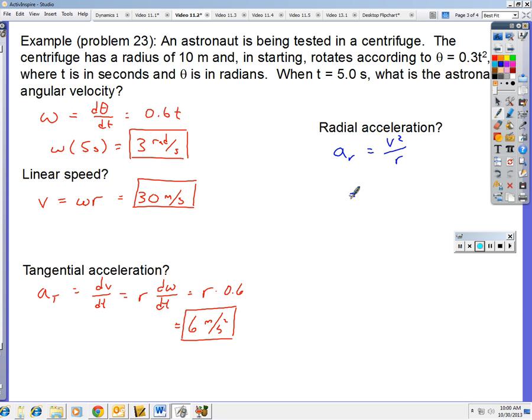So at 5 seconds, v is 30 meters per second. We've got to square that, divide by r, which is 10 meters, and we get a ridiculously large 90 meters per second squared. Well, it's ridiculous in the sense that it would be painful for the astronaut, but it is not ridiculous in terms of what these centrifuges can achieve.